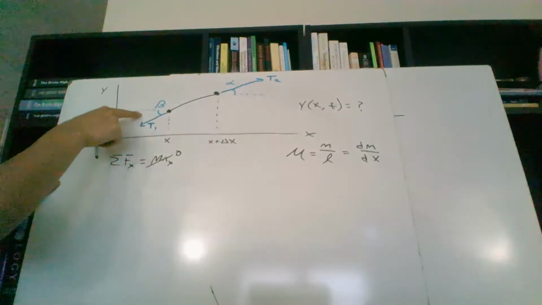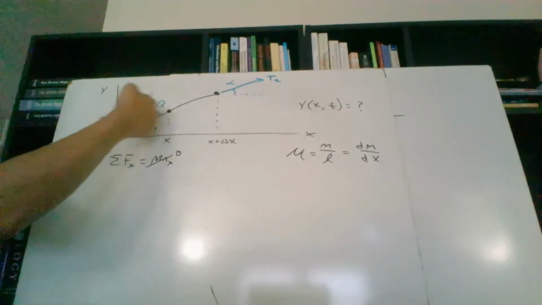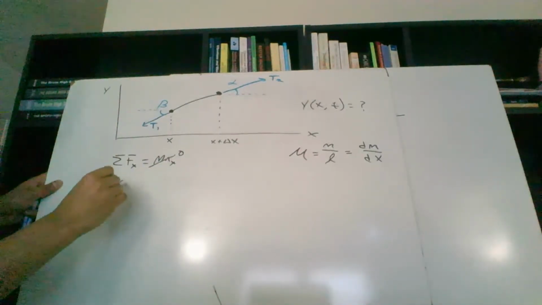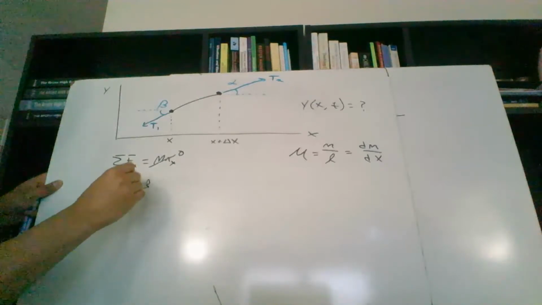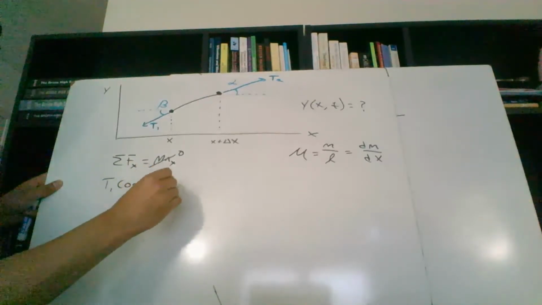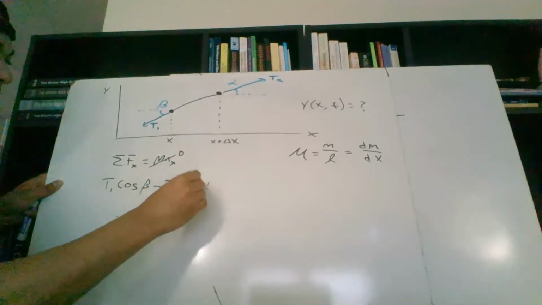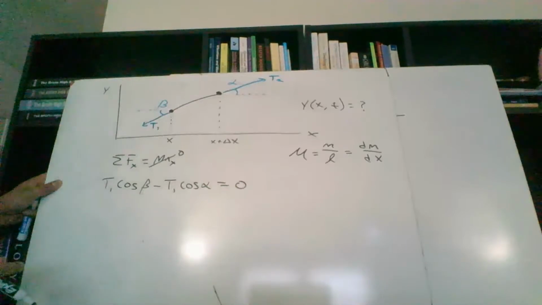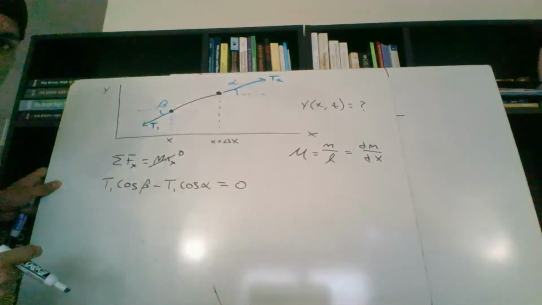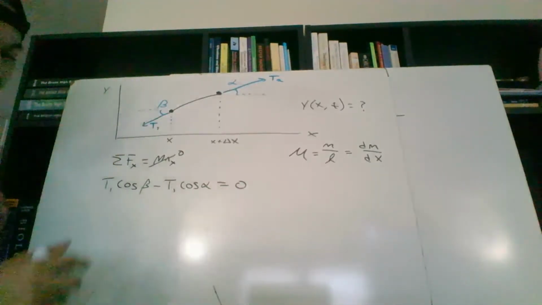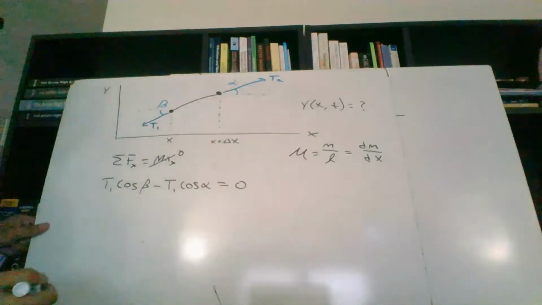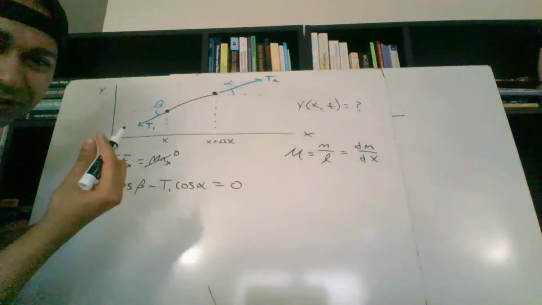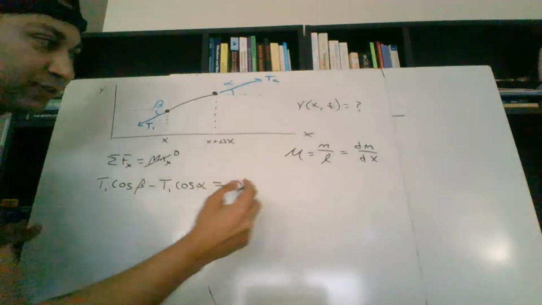So this is tension, and this is the angle that it forms. So the x component is going to be cosine. We get T1 cosine of beta minus T1 cosine of alpha, and that's going to equal 0. Now, here's the first sort of hand wavy thing I'm going to say. The angles that these things are forming are very, very small. So theta is very, very small.